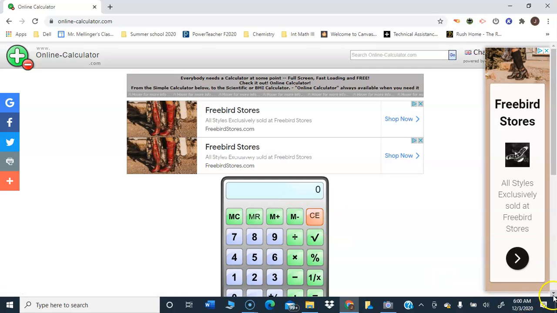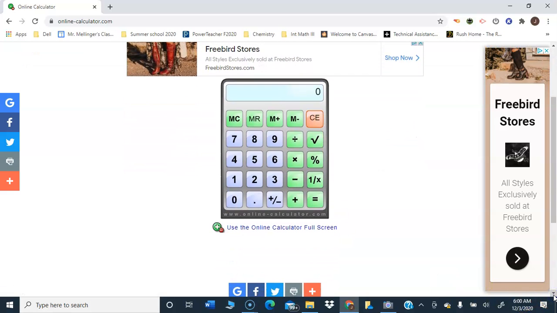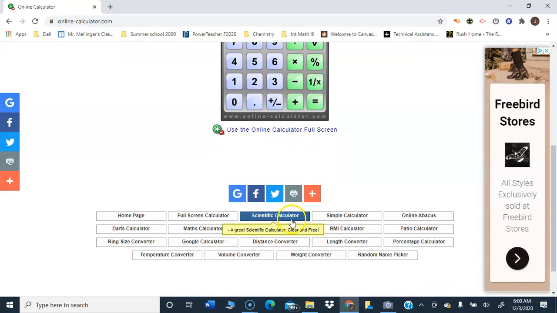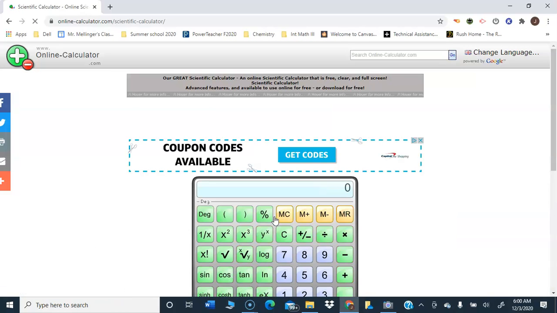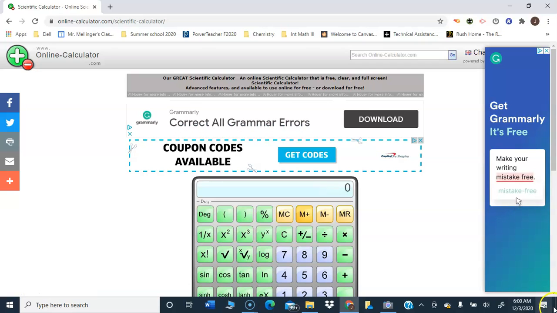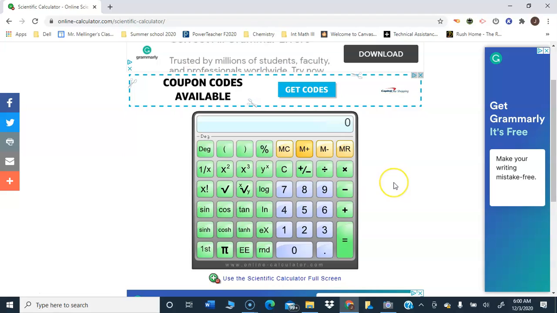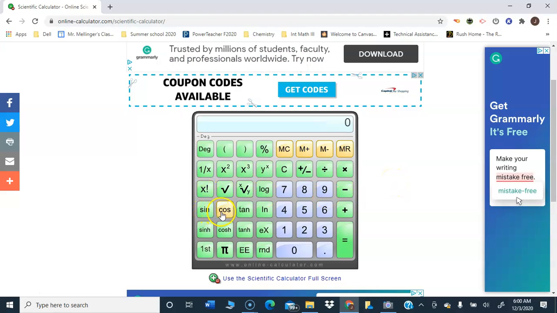And it gives you a little simple 4-function calculator, but that's not going to be good enough for what we need to do. So you're going to come down here, and right in the top center there, it says Scientific Calculator. That's the one you're going to need. Just go ahead and click on that, and that will bring this up. And other than using normal calculator functions, you're only going to need to know these 4. There's sine, cosine, and tangent.